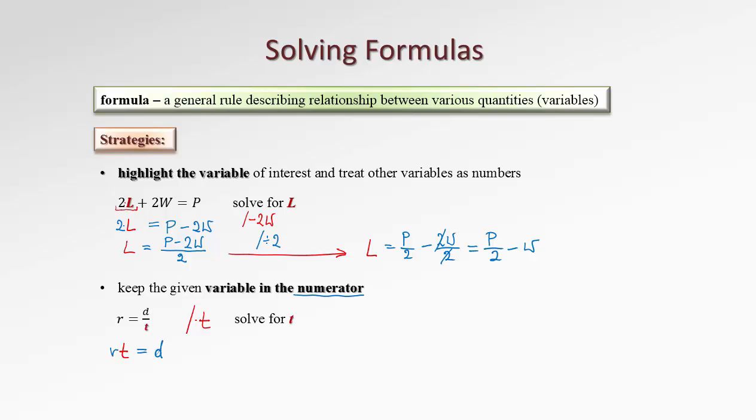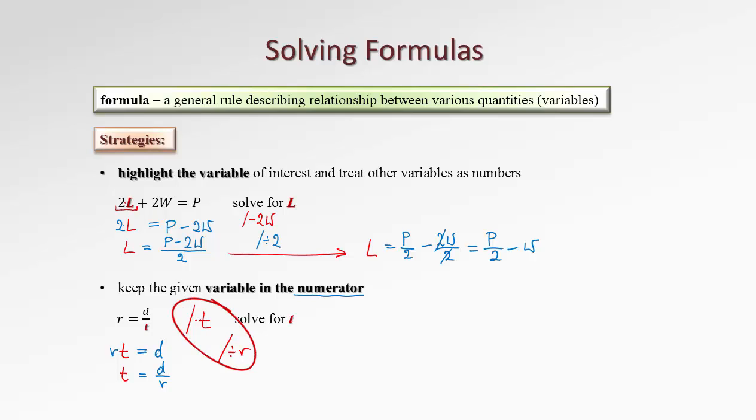So now it's just one more step. We want to get rid of the r. Formally we divide by r. So we end up with t by itself, because r will be cancelled, equals to d over r. And our formula is solved for t. I would have one more remark here.